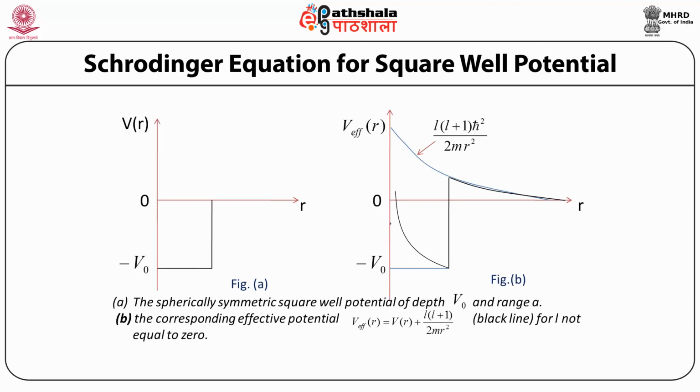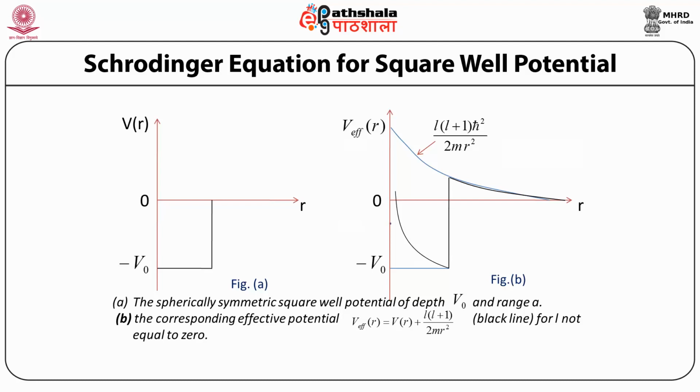In this slide, we have shown two figures. In figure A, there is a spherically symmetric square well potential of depth V0 and range a. On the y-axis, we have plotted V(r), and on the x-axis is the radial distance r. You can see this is a square well kind of potential which goes down to minus V0 up to a distance a, where r equals a. This is the same as the square well potential we have learned in the case of the one-dimensional square well potential.